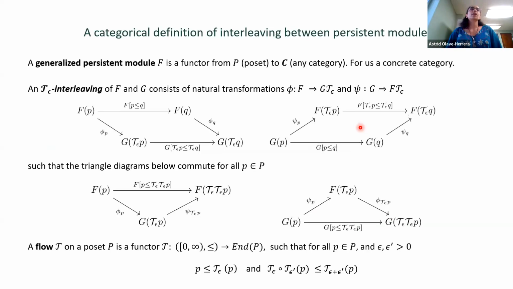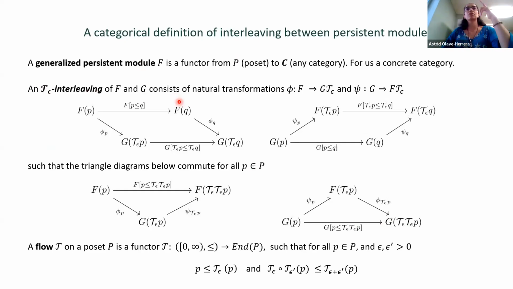Okay, let's see. So let's start with our definition. This is a really categorical work, so let's go with the categorical definition of interleaving. Remember, we're using generalized persistence models, so we can go from any poset to any category. And we're going to talk about an epsilon interleaving of F and G.